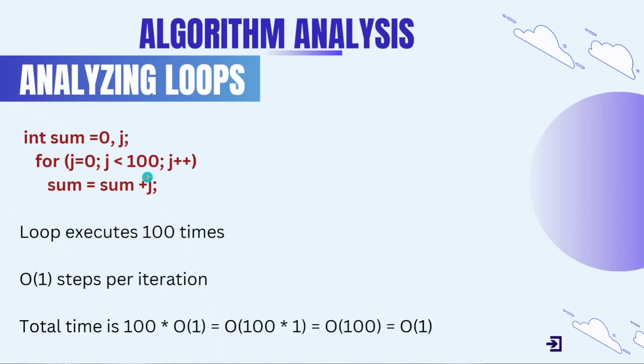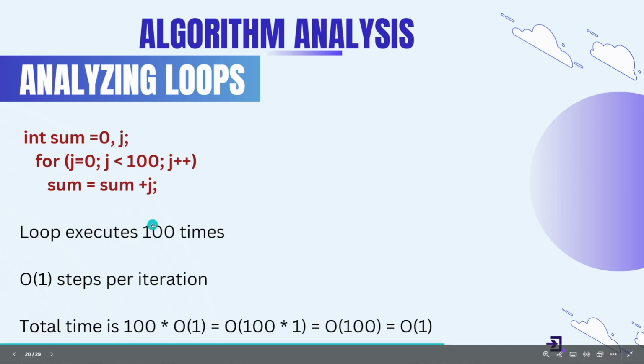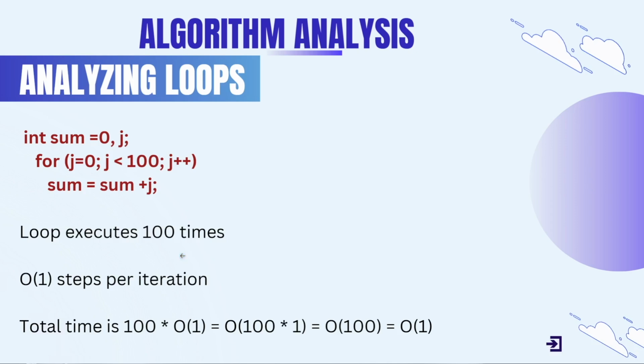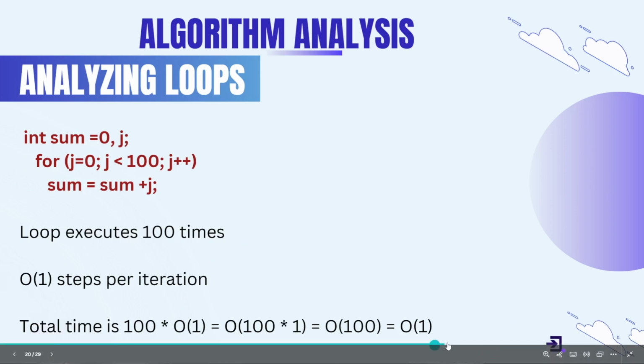Next, we may encounter loops in our code. Here I have given an example. You could see a for loop that iterates 100 times. Here 100 is a constant, so it does not depend on the size of the input. We may have some loops that get executed a constant number of times. Here the loop executes 100 times, so I say that it is order of 100, which is actually a constant. So we say that it falls under the complexity class of order of 1.